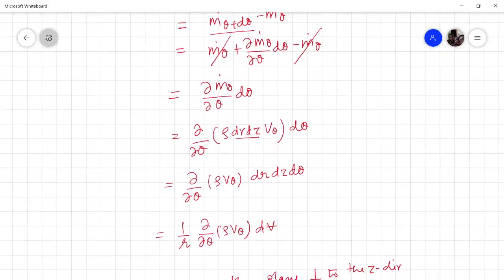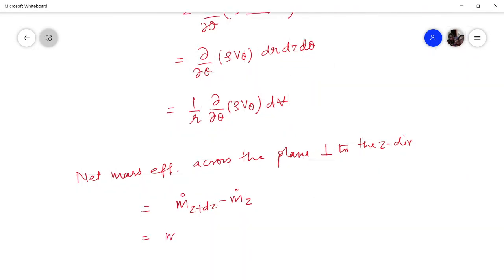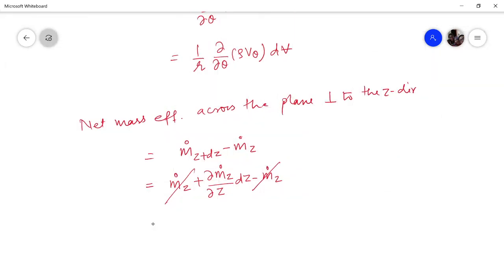So what I can do is write this as m dot z plus dz minus m dot z. This is the net outflow of the mass in the z direction. You can write this again with the help of Taylor series expansion. This is m dot z plus del m dot z by del z dz minus m dot z. So this will cancel out and you are left with del m dot z by del z dz.